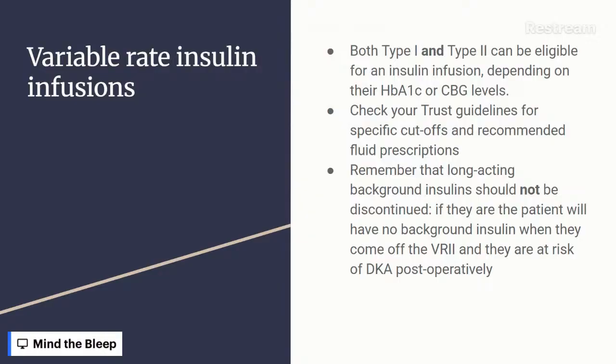what can happen is, as soon as the patient comes off the variable rate insulin infusion, they can be at risk of developing DKA, and of course, that's the last thing you want post-operatively, when the patient's body has already undergone various insults and is at risk of various other complications. So if you're going to remember one point, that's the point that you want to remember.